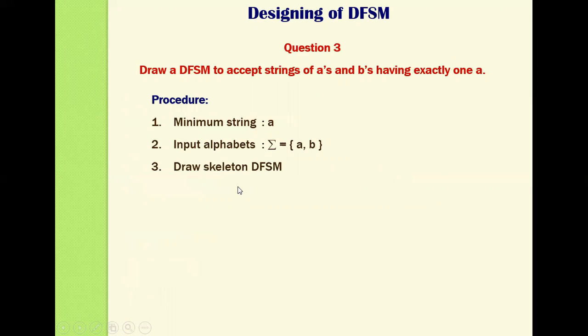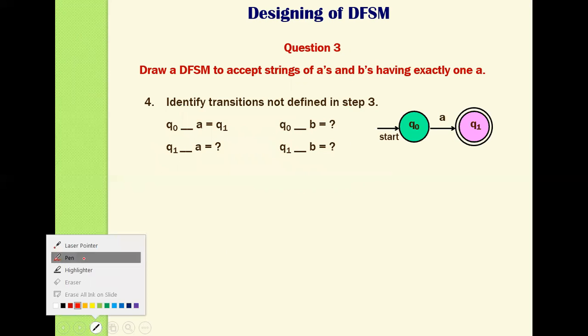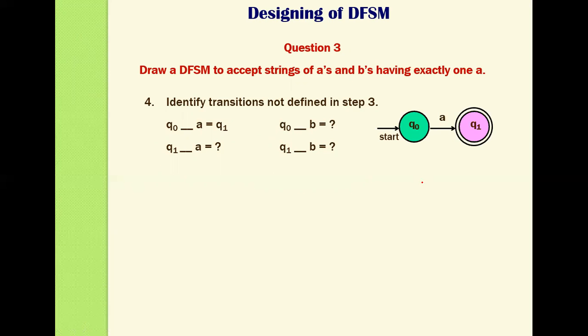Okay, now let us see how we can design the DFSM. So the minimum string is A, input alphabets A and B, skeleton DFSM, just like in the previous example, what we discussed in the previous video. It is Q0. Upon reading A, it has come to Q1. Okay, now we need to identify the other transitions. So what are the other transitions we have? That is Q0 upon A, like this. I think in the previous video also I showed that. You can just make a note like this.